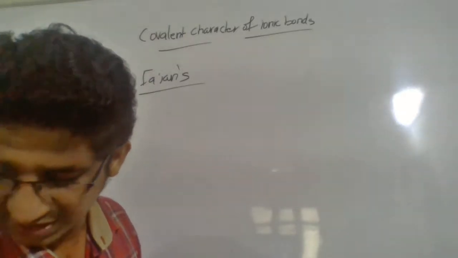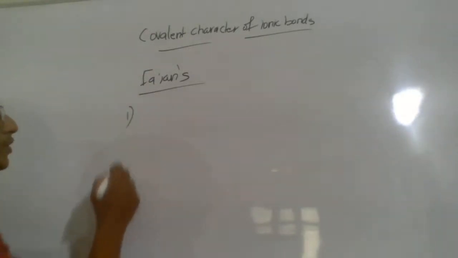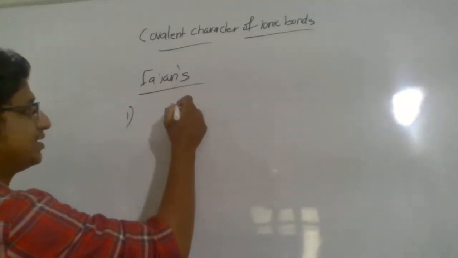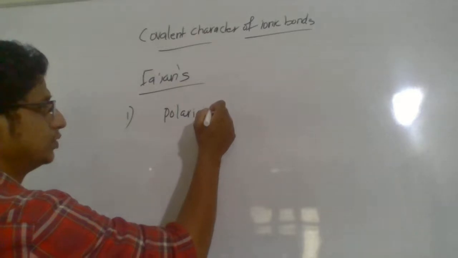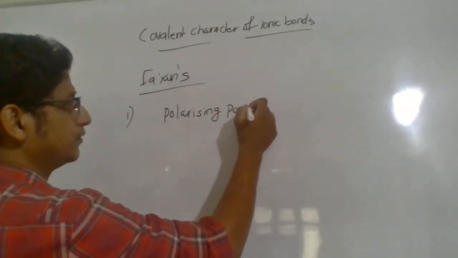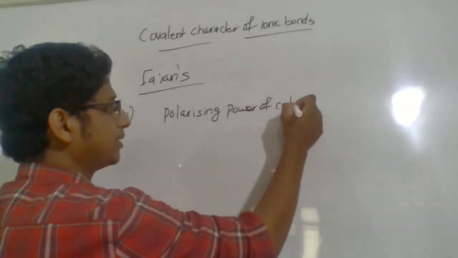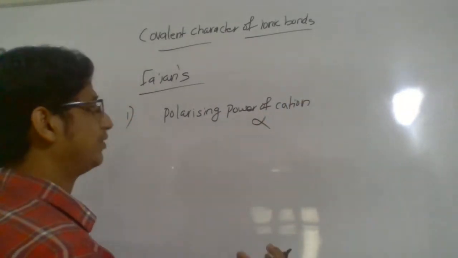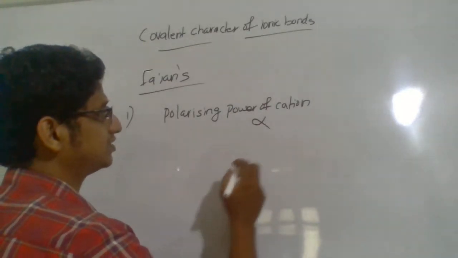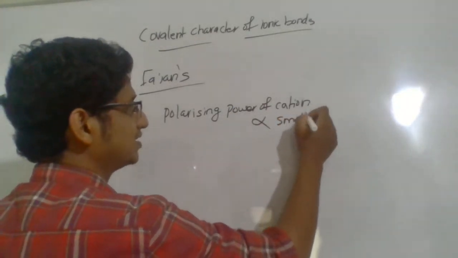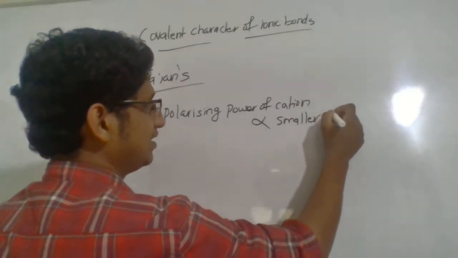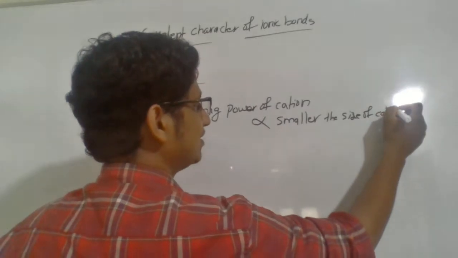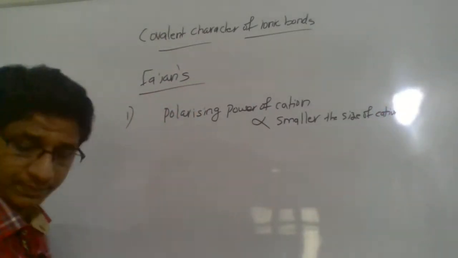So let us discuss Fajans rule. First rule, the first point related to Fajans rules: polarizing power of a cation. The polarizing power of a cation is always proportional to how small the ion is. If the size of the cation is smaller, then the polarizing power is greater. Smaller the size of cation, greater the polarizing power.